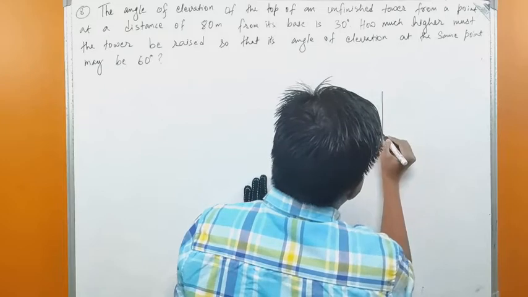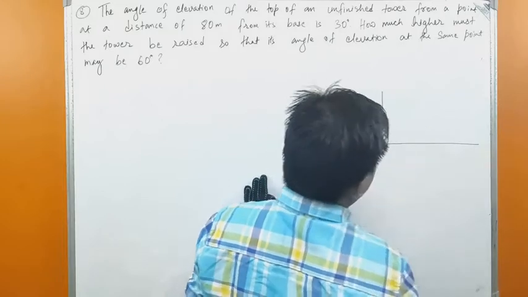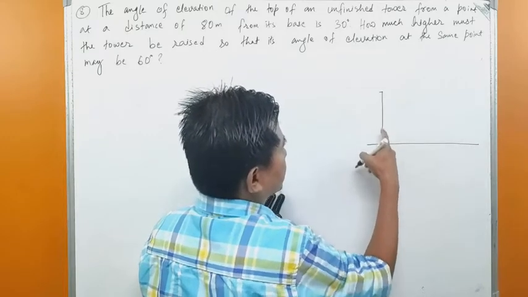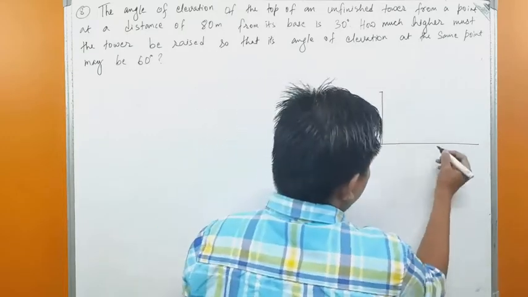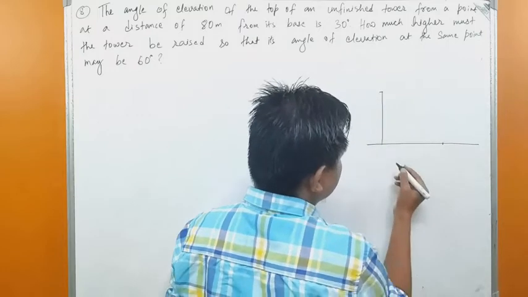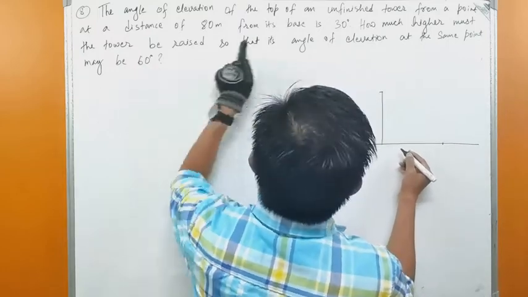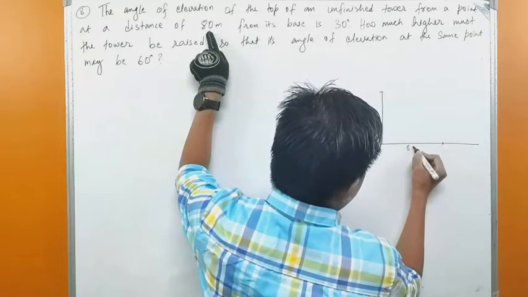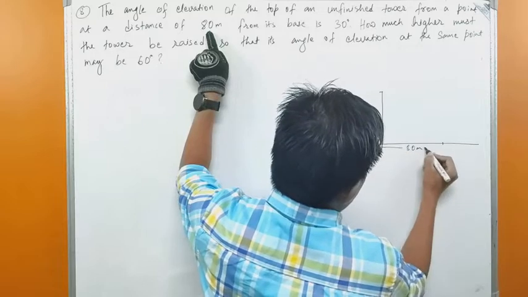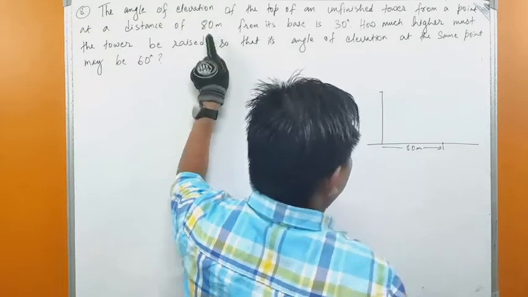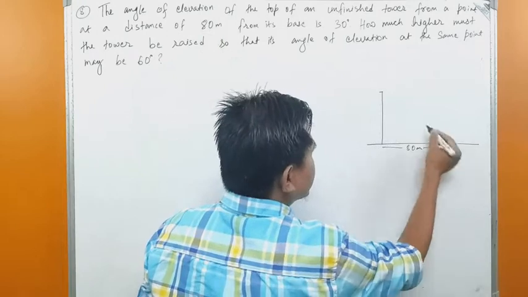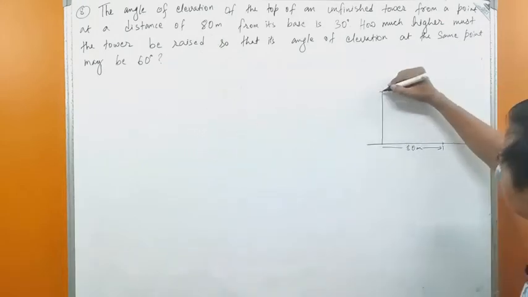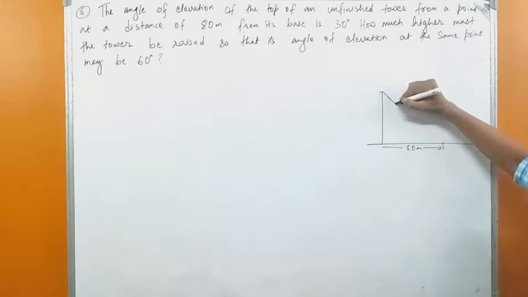Let us assume this to be the height of the unfinished tower and this is the ground, okay? This is the height of the unfinished tower from here to here. Now this is the point 80 meters away from the foot of the tower. Now when one observes from this point to the top of the unfinished tower, the angle of elevation at this time is 30 degrees.